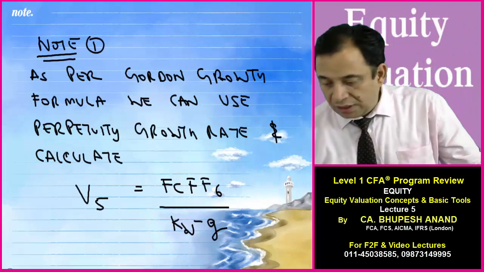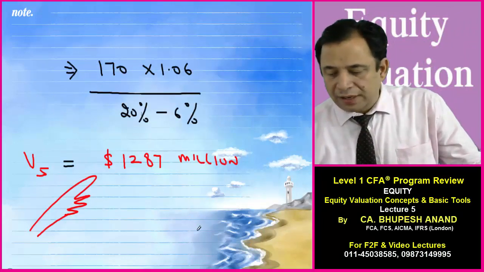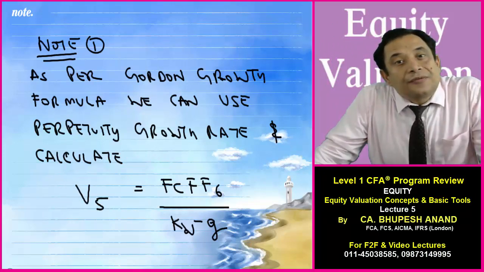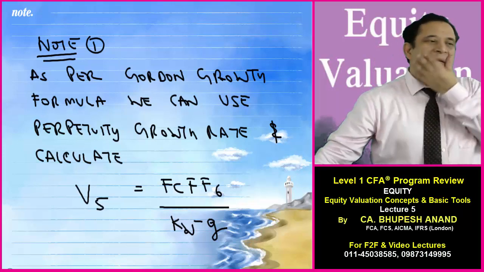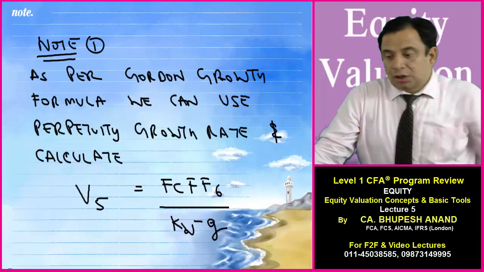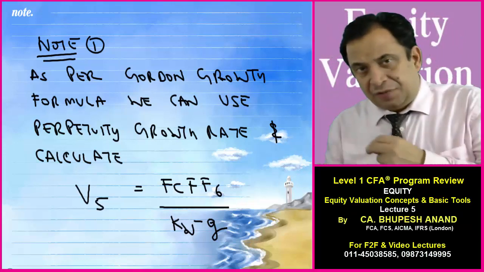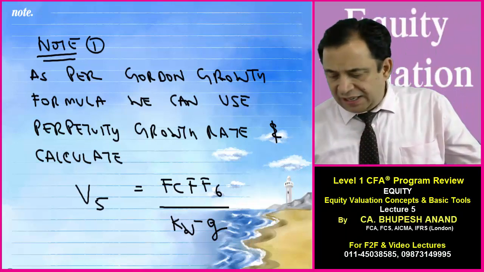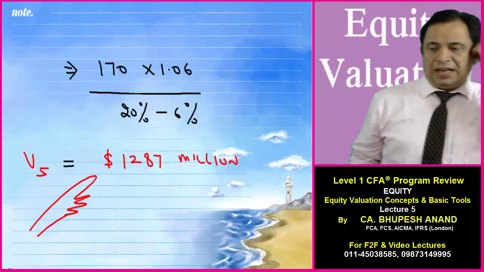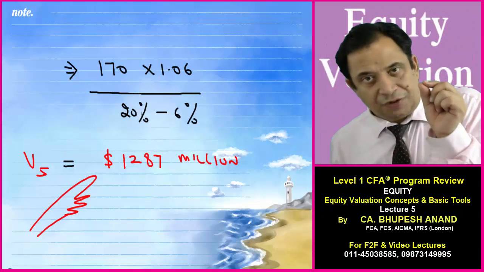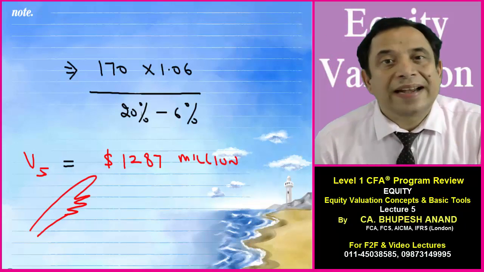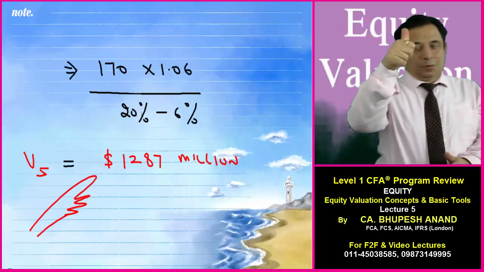So what is the method of calculating that 1287? I have written a note for that. As per the Gordon model, we can use this formula from the year in which growth rate becomes constant perpetually. Because from the sixth year growth rate is constant, I have used FCFF 6 upon K minus G, and the balancing figure will be V5. And when it is V5, I have used the formula and calculated FCFF for the sixth year, and then K minus G, and the balancing figure will be $1287 million. Hope you have enjoyed this lecture.